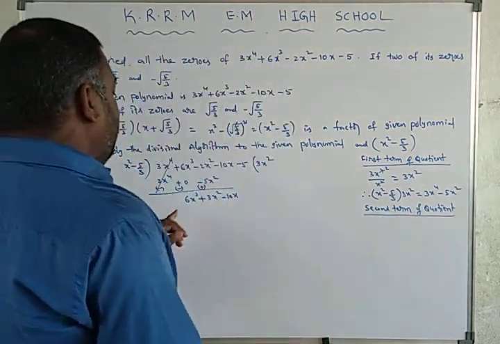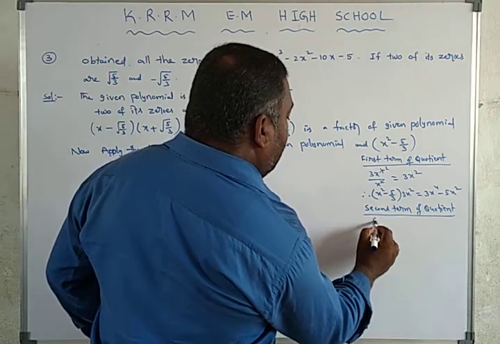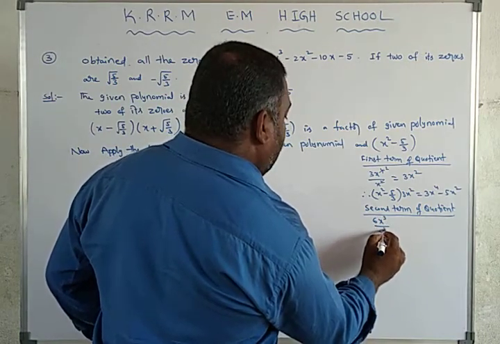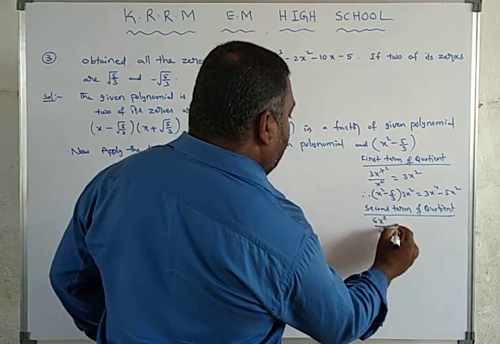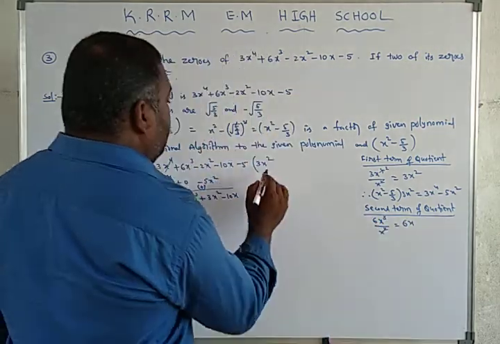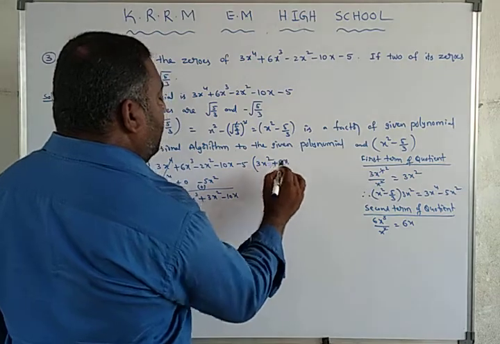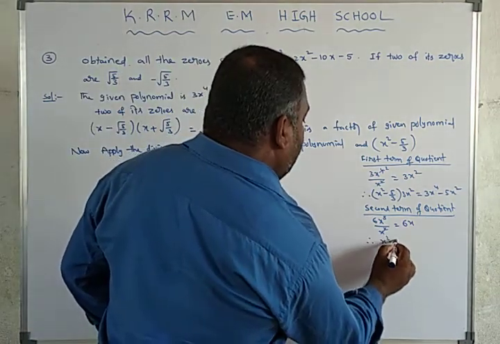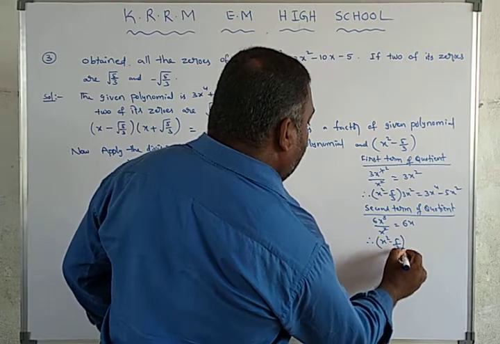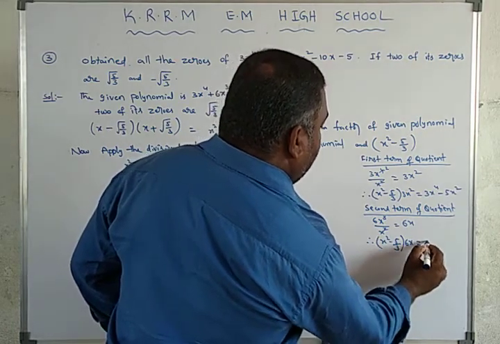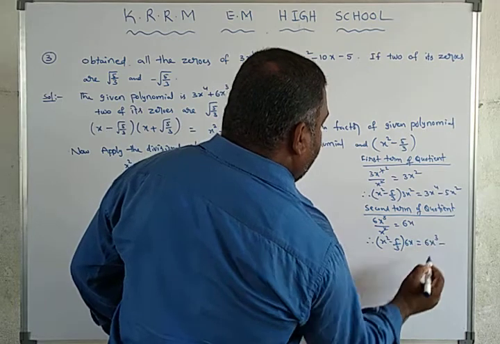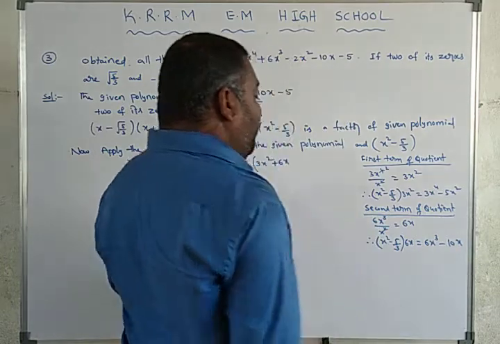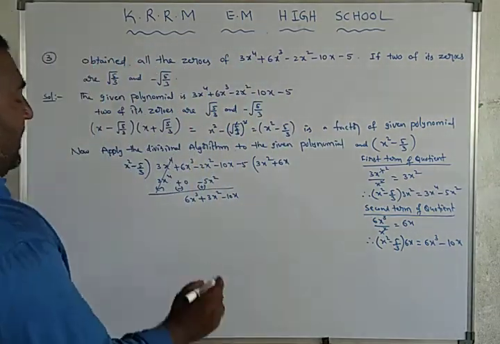So what is the second term of the quotient? 6x cubed upon x square, so x square cubed, which is equal to 6x. By taking 6x as the quotient, therefore x square minus 5 by 3 into 6x: 6x into x square is 6x cubed, minus 3 1 is 3, 2 is 6, 5 2 is 10x. So 6x cubed minus 10x.